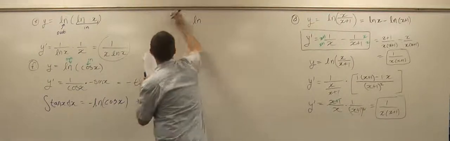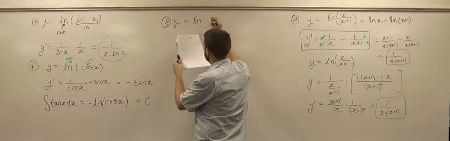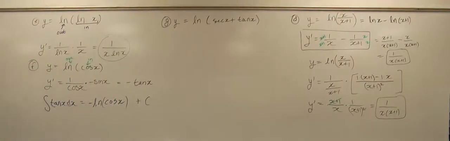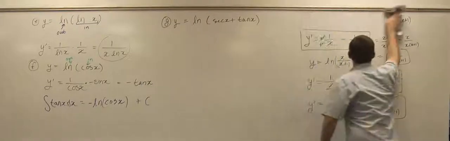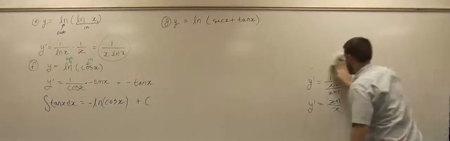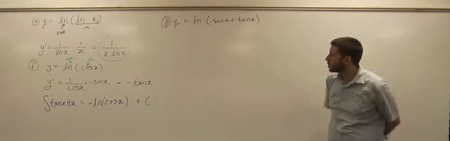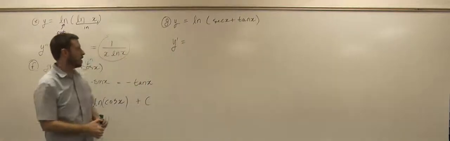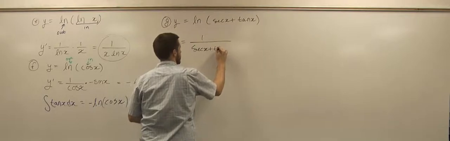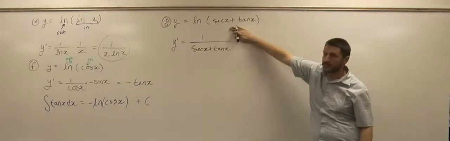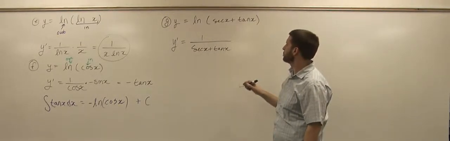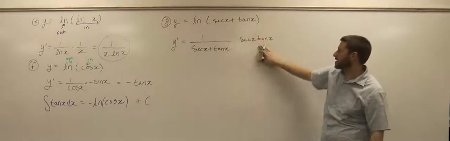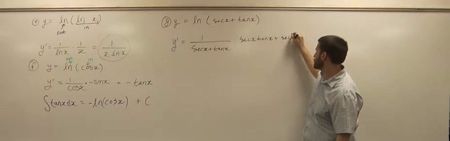What about natural log? So I'll make my function natural log of secant x plus tangent x. So how does my derivative work here? Y prime equals 1 over the inside, 1 over secant x plus tangent x, times the derivative of the inside. So what's the derivative of the inside? What's the derivative of secant? Secant x tan x. Derivative of secant can't be secant squared. That would be too easy. But the derivative of secant is secant x tan x. The derivative of tangent, though, is secant squared.